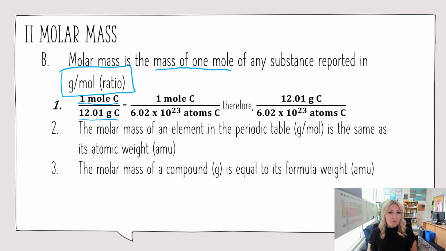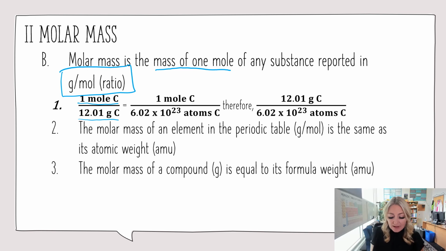I also know that 1 mole of carbon is equal to an Avogadro's number worth of atoms of carbon. So 1 mole of carbon is equal to 6.02 times 10 to the 23rd atoms. Therefore, because all of these things are equal to one another, I can also say that 12.01 grams of carbon is equivalent to 6.02 times 10 to the 23rd atoms of carbon. So there are that many atoms of carbon in 12.01 grams of carbon. So we have a lot of numerical equalities here.